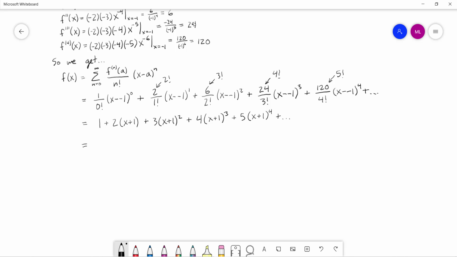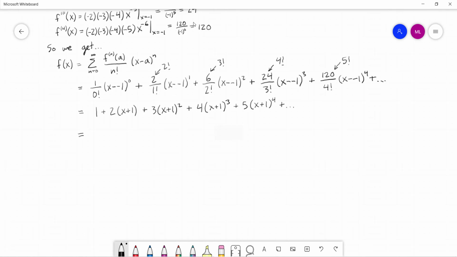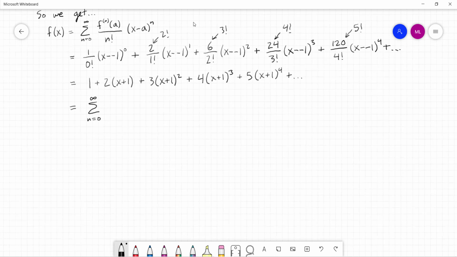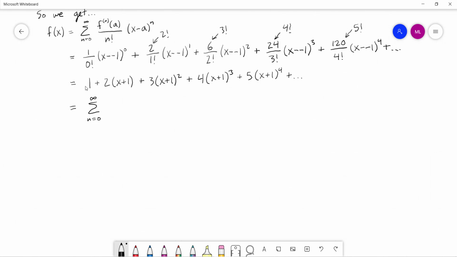And I can write what this looks like at the nth term as follows. It's the sum from n equals 0 to infinity of, thinking about each of these terms. When n was equal to 0, it spit out this term. I can think of that as n plus 1 being the coefficient times x plus 1 to the nth. In this case, x plus 1 to the 0th is just 1, and I have 0 plus 1, which is also 1. So I wind up with 1 times 1, which gives me this term.